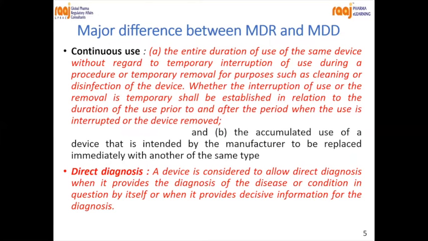Then, continuous use means what? A is the entire duration of use of the same device without regard to temporary interruption of use during a procedure or temporary removal for purposes such as cleaning or disinfection of the device. Whether the interruption of use or the removal is temporary shall be established in relation to the duration of the use prior to and after the period when the use is interrupted or the device is removed. And B is the accumulated use of a device that is intended by the manufacturer to be replaced immediately with another of the same type.